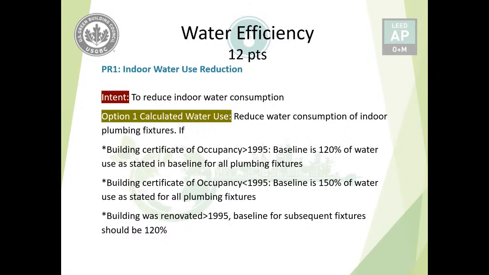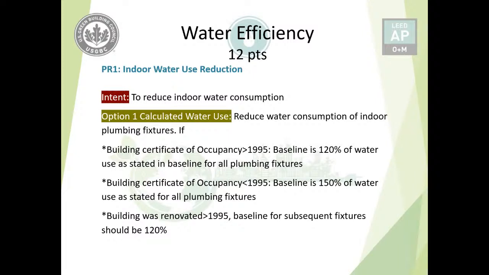but generally from the Green Associate course, we know that it is the regular 1.6 gallons per flush for WC and 1 gallon per flush for urinal and 2.2 gallons per minute for the lavatory. So these are the baselines. We'll have it in the next slide as well. So they're giving you a flexibility of 20% after 1995, before 1995, 50%.